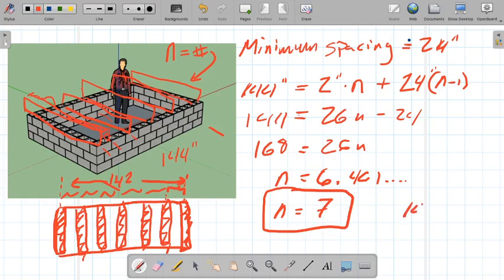So if I take 142 inches, divide that by n minus 1, which in this case is 6, let's punch that in the magic calculator. So that's going to be 23.66666, so 23 2/3 of an inch. 2/3 is not a super nice number to work with if you've got a tape measure, but 23.625 would be, 23 5/8 inch would be the closest tape measure value.